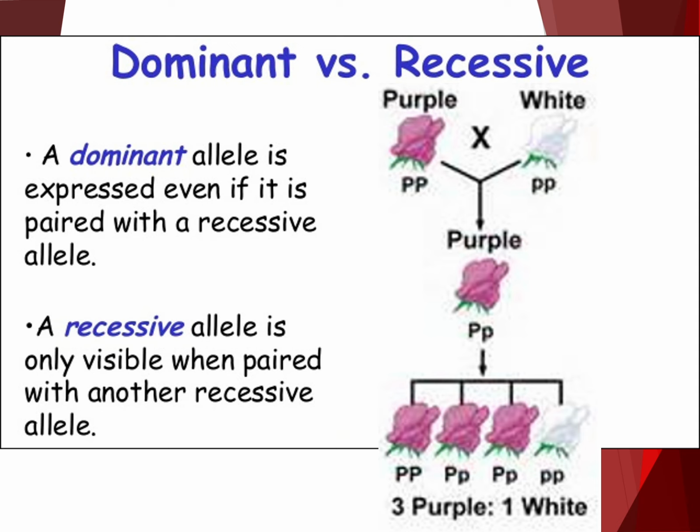Alleles are often represented by a single italicized letter. Dominant alleles are represented by capital letters, and the recessive versions of the alleles are represented by the lowercase version of that same letter. In this case, capital P or big P represents purple flower color, and little p represents white flower color.